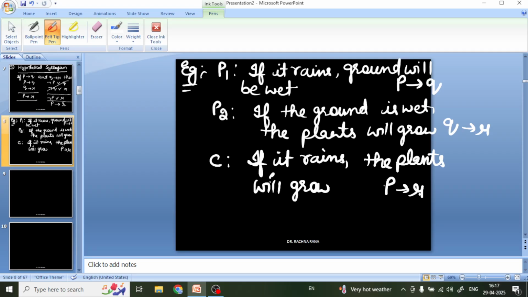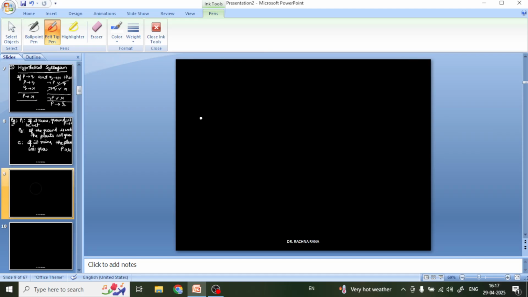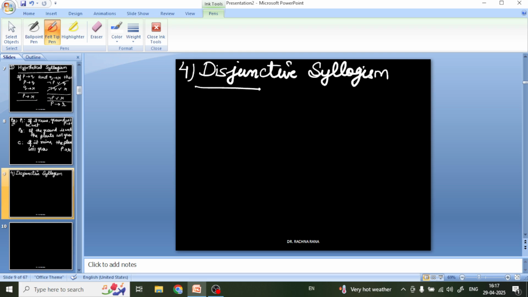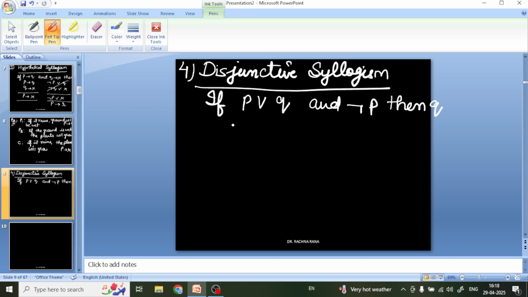Now the next rule of inference is disjunctive syllogism. If a disjunction, an or statement, is true and one of the disjuncts, a part of the or statement, is false, then the other disjunct part must be true. Means if P or Q and not P, then Q. This one cuts with this one and we find Q.